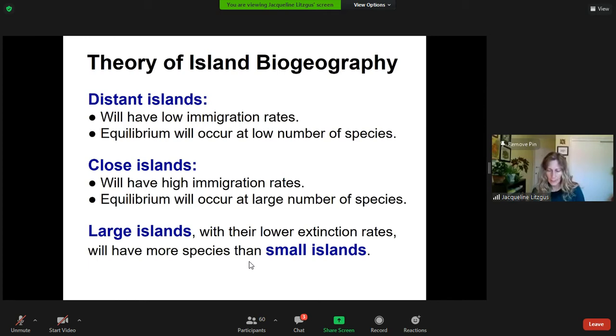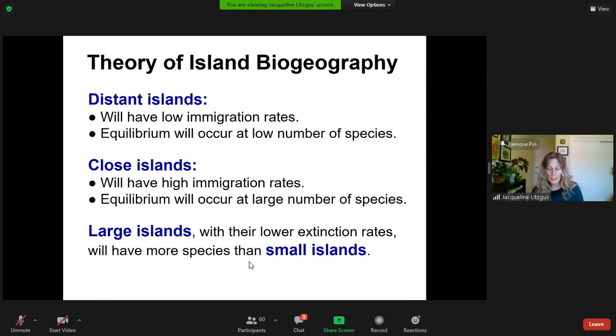Okay. So, by similar reasoning, large islands are going to have lower extinction rates. They're going to have more species than small islands, everything else being equal, which often it isn't. But if we look at it in this strict sense, the larger islands have a greater variety of habitats, and so they can hold more species. So large islands are going to have lower extinction rates because there's more habitat heterogeneity, there's more space. And small islands are going to hit extinction sooner.